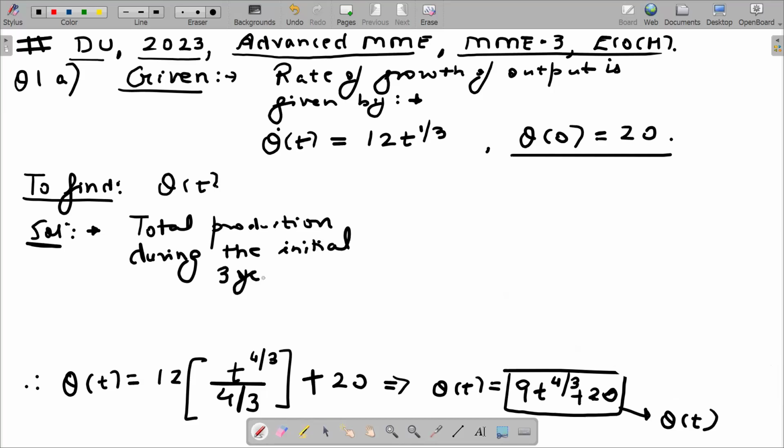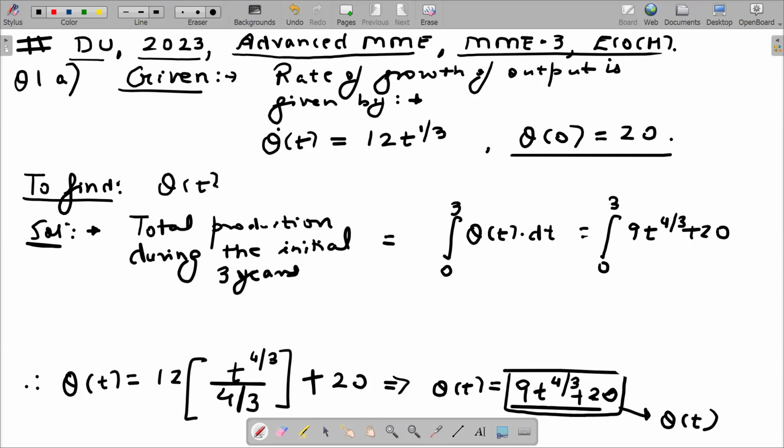Total production during the initial 3 years is going to be the integral from 0 to 3. What do I integrate? Q of t dt. What is Q of t? We just found that Q of t is 9t to the power 4/3 plus 20. Let me correct myself. I'm going to integrate q dot t, because that is my rate of growth of output. So the total production during the initial 3 years will be the integral from 0 to 3 of q dot t dt. Q dot t is 12t to the power 1/3 dt.